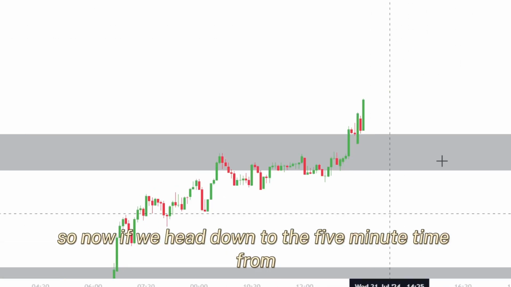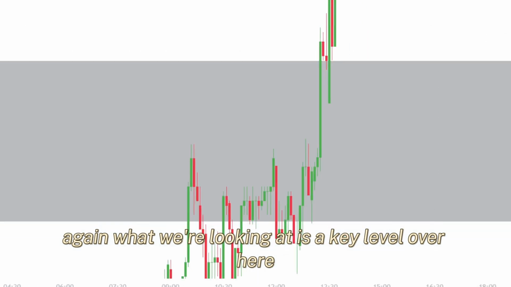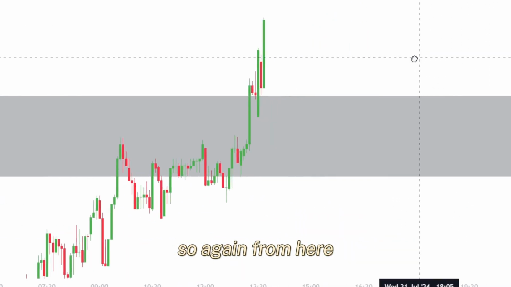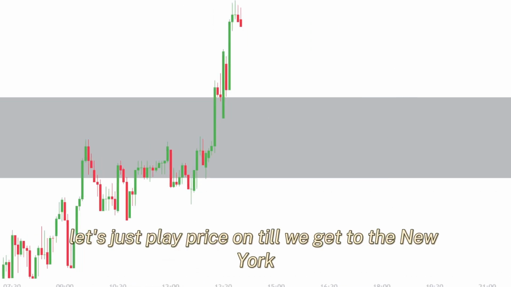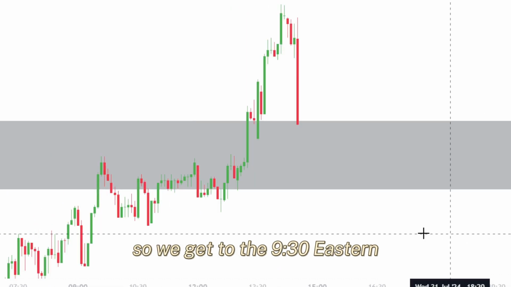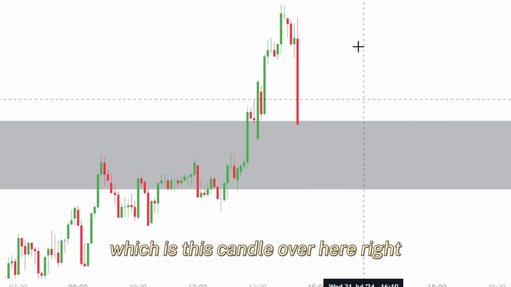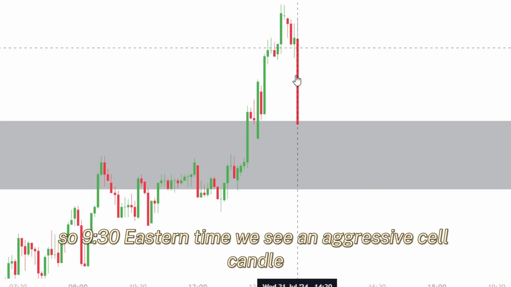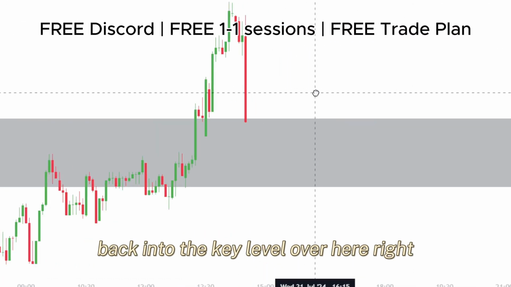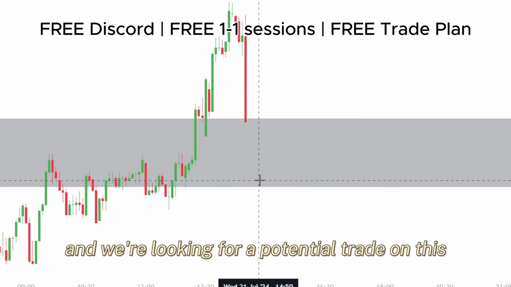Now if we head down to the 5-minute time frame again, what we're looking at is a key level in the markets. Let's play price on till we get to New York, the 9:30 Eastern time, which is this candle over here. At 9:30 Eastern we see an aggressive sell candle back into the key level, and we're looking for a potential trade on this key level.